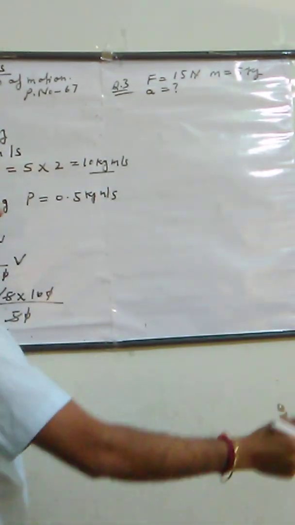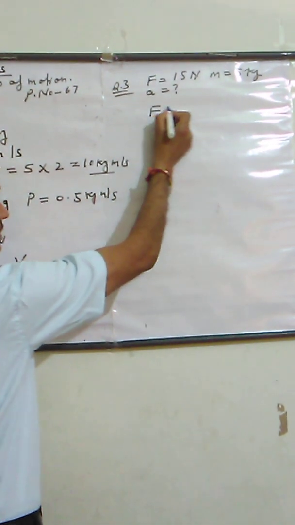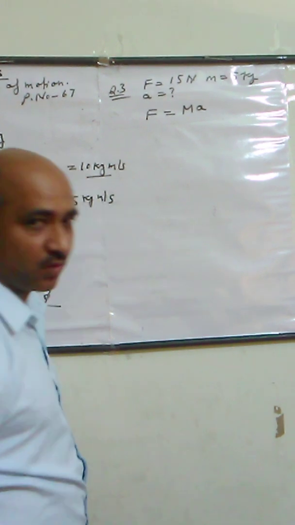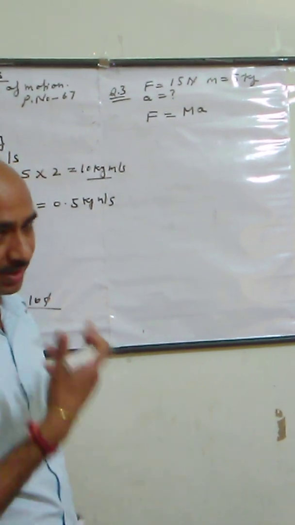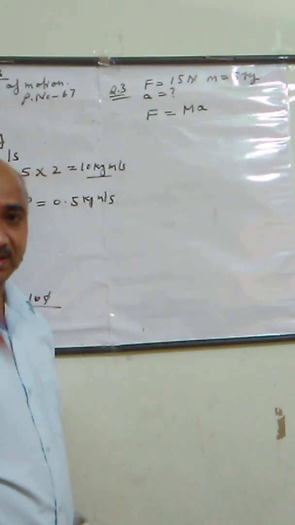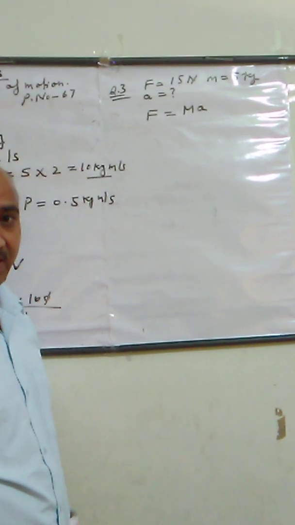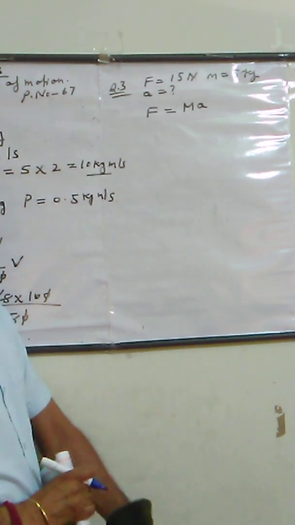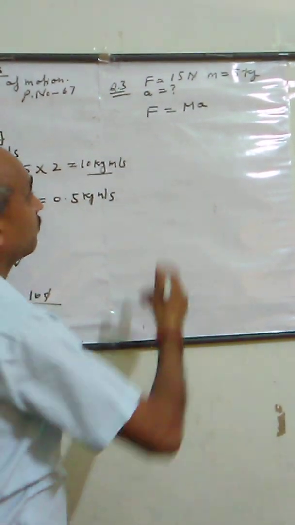Again, we know the formula that according to the second law, F equals to ma. So this is the modified form of the second law. This is not the second law itself. This is the modified form of the second law under certain conditions. And what are those conditions? When mass remains constant and the body moves with a velocity less than the velocity of light. So what we have to find?